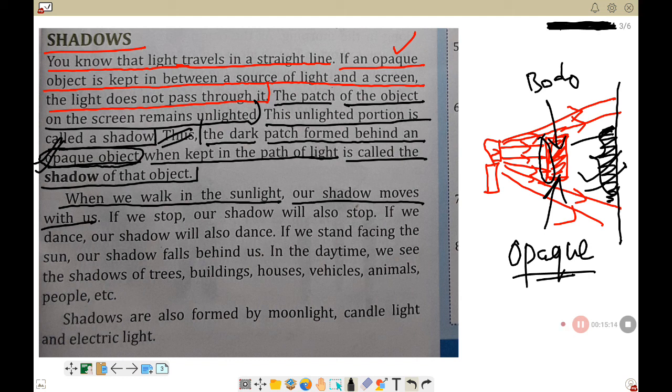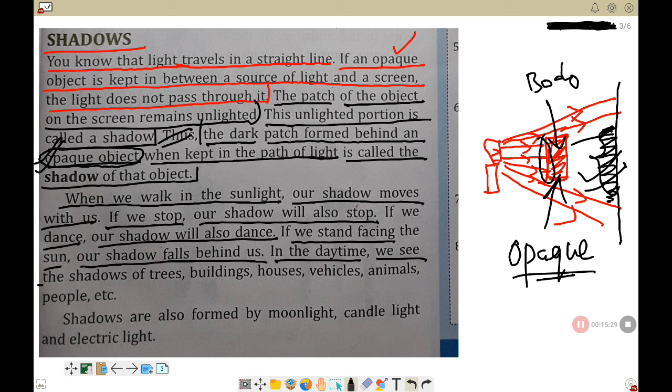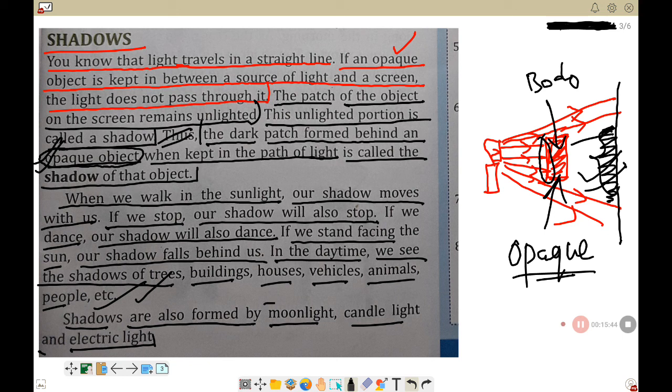You have experienced this, isn't it? If we stop, our shadow will also stop. If we dance, our shadow will also dance. If we stand facing the sun, our shadow falls behind us. If we turn towards the sun, where is our shadow? Behind. In the daytime, we see the shadows of trees, buildings, houses, vehicles, animals, people, etc. So shadows are formed by moonlight, candlelight, and electric light also, apart from the sun. So not only the sun forms shadows; moonlight, candlelight, or the light from an electric bulb also form shadows.